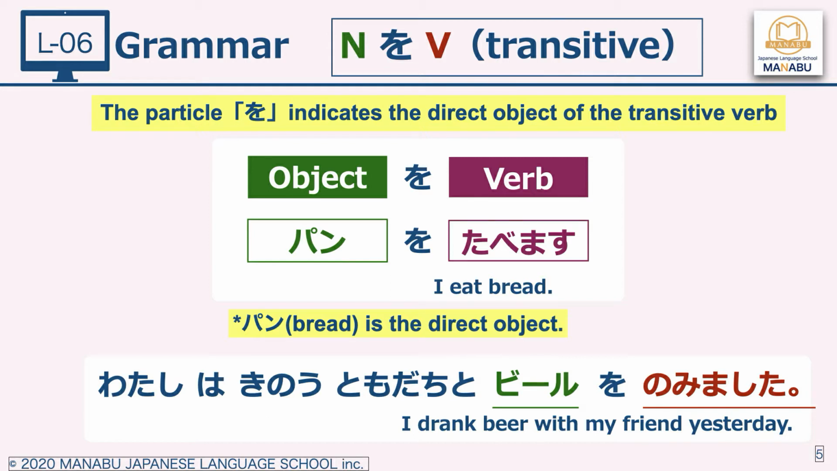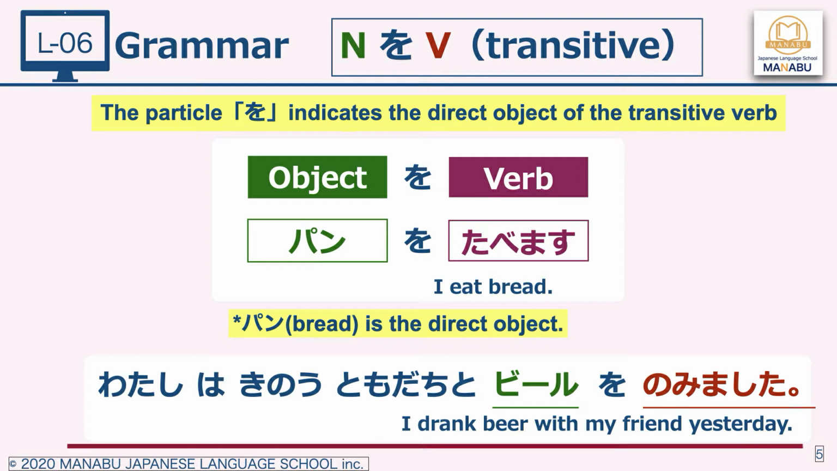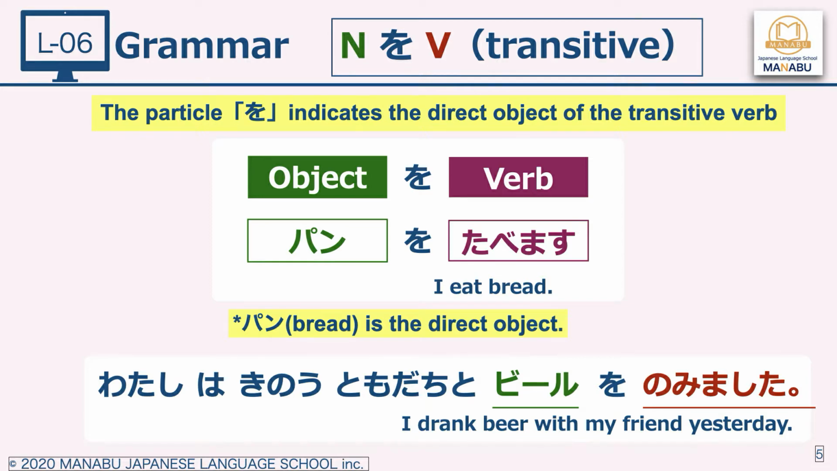So another example is the verb nomimasu. Nomimasu, which means to drink. So watashi wa kino tomodachi to biro o nomimashita. So the subject of the sentence is the watashi wa. So I. Then the time indicated in the sentence is kino. Yesterday. So take note, we have the kino. So it means it is in the past. Yesterday. So the verb should be in past form. So the nomimasu, we will change it to nomimashita, which is the past form of the verb nomimasu.